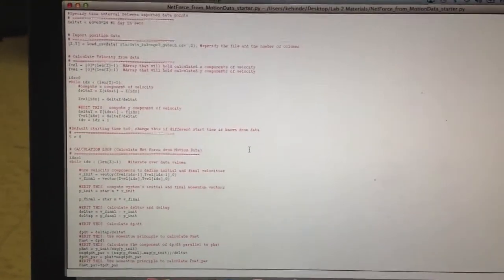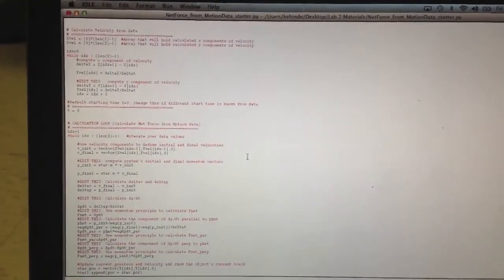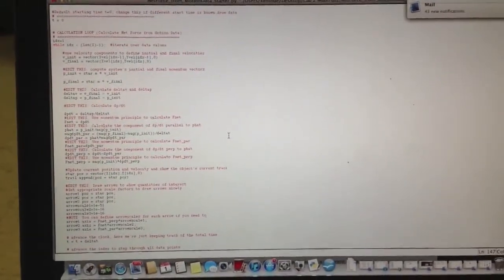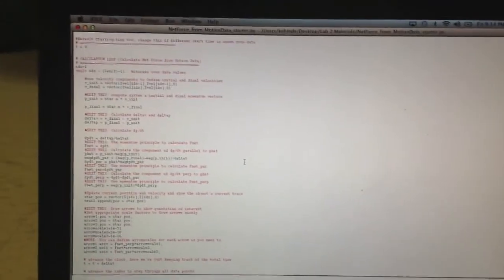We have here the calculation of final velocity and initial velocity, which we'll explain more in detail. You also have P initial and P final. For this particular simulation of orbit, we're going to need momentum, and the applications of momentum parallel and momentum perpendicular.